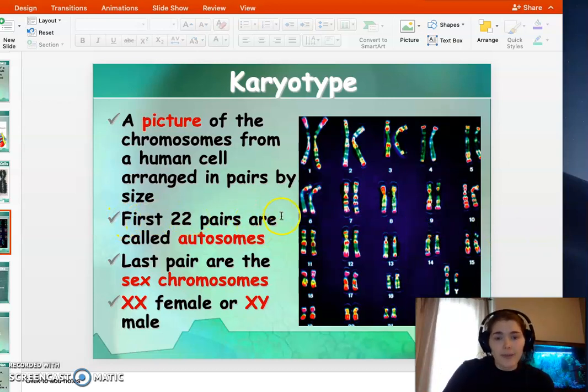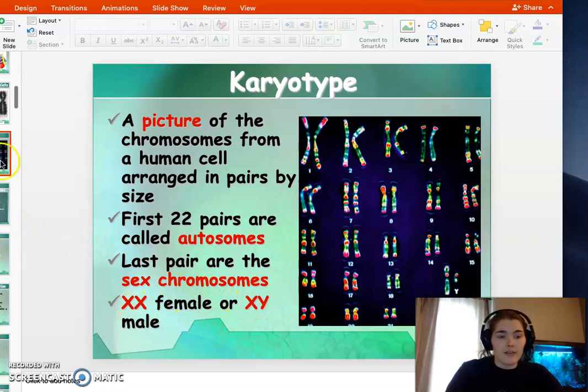So the first 22 pairs, all the way up here, are called autosomes because they're just chromosomes that make you you. It deals with your skin, your hair, your eyes, your height, your heart. But the last one, that last 23rd pair, are the sex chromosomes. So like I said, in general, XX female, XY male. There's a lot of conditions and exceptions to that rule.